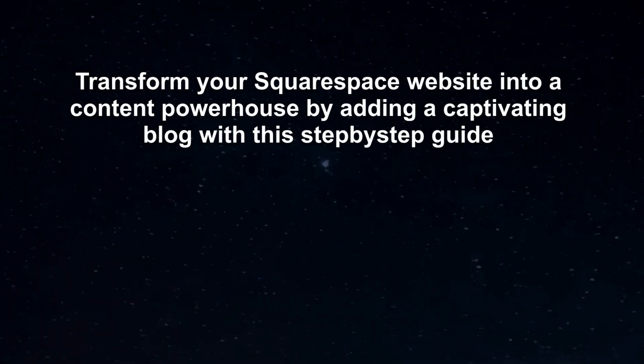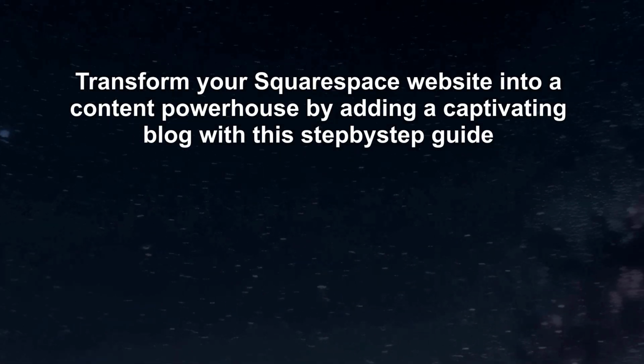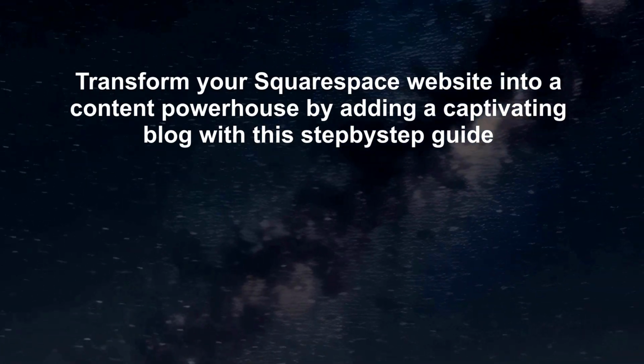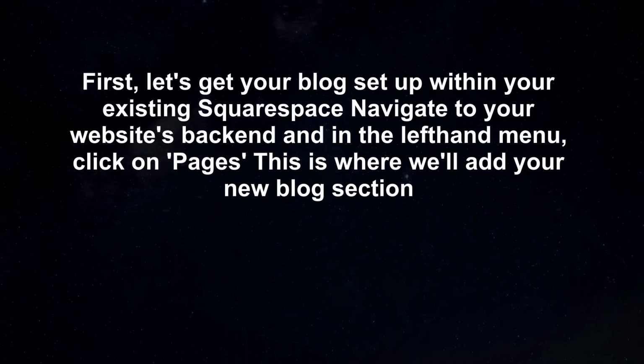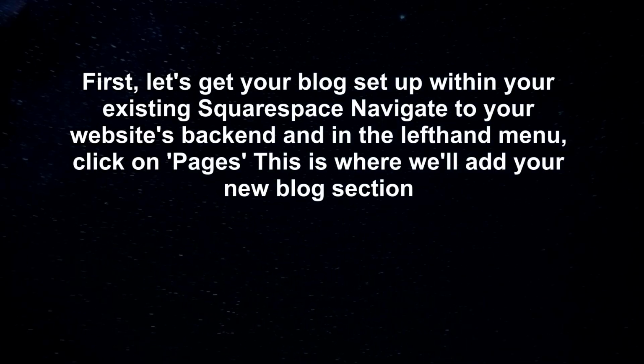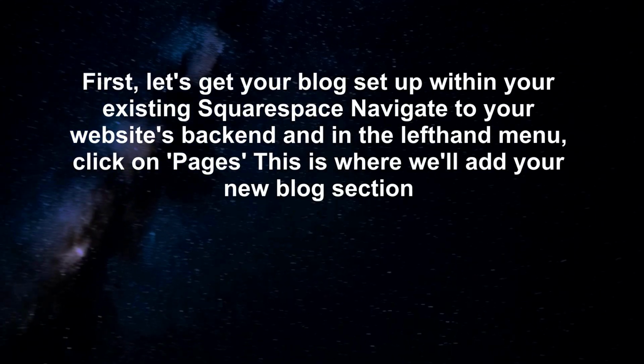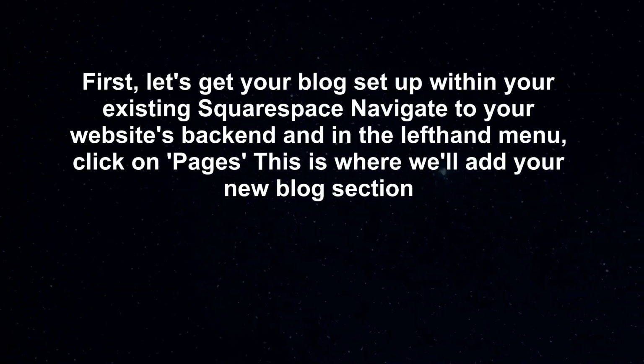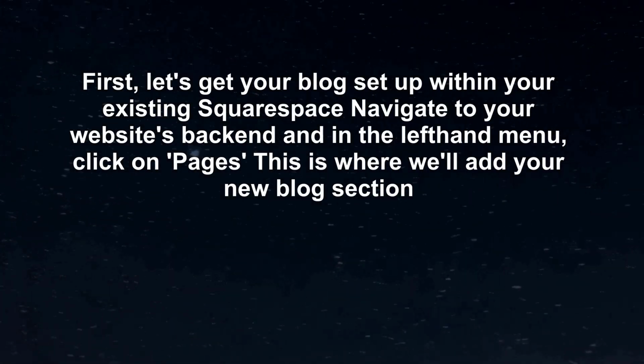Transform your Squarespace website into a content powerhouse by adding a captivating blog with this step-by-step guide. First, let's get your blog set up within your existing Squarespace. Navigate to your website's backend, and in the left-hand menu, click on Pages. This is where we'll add your new blog section.